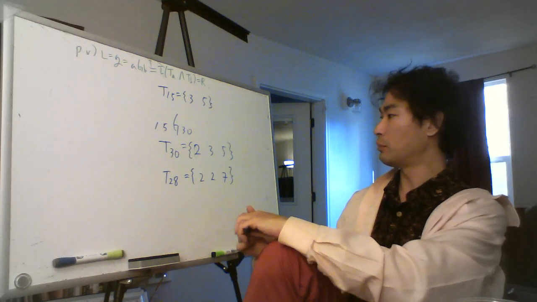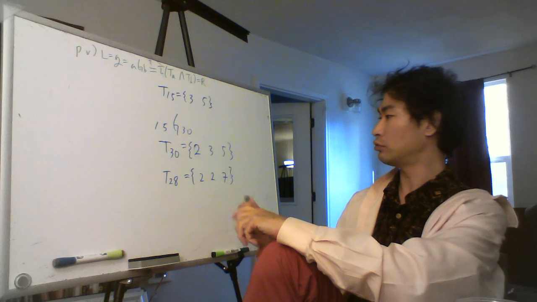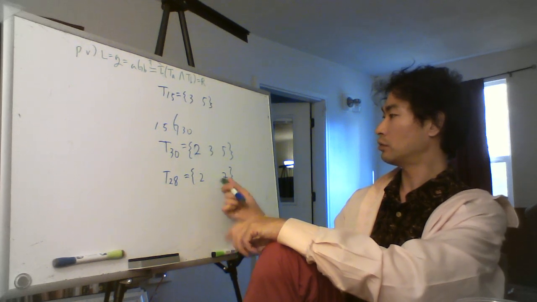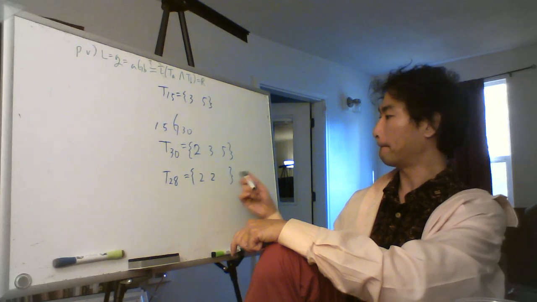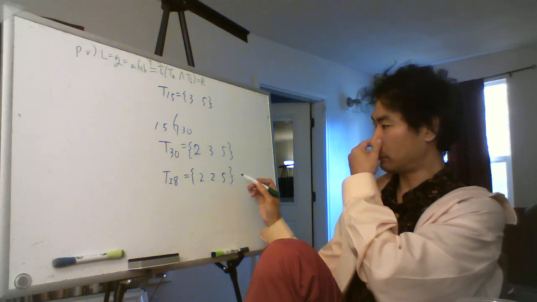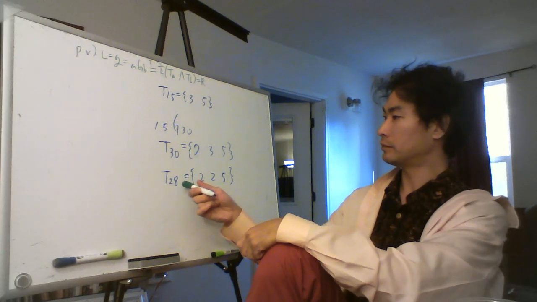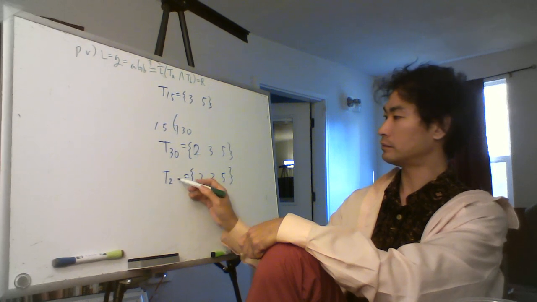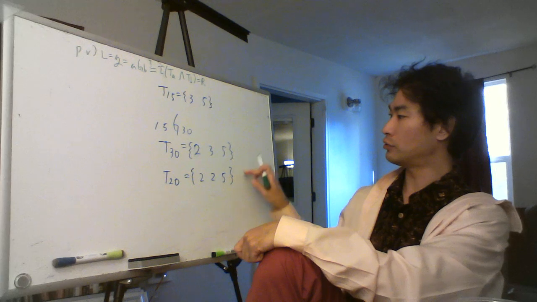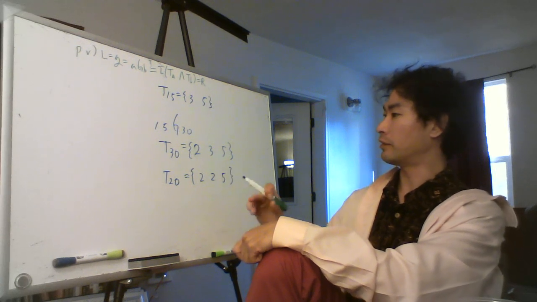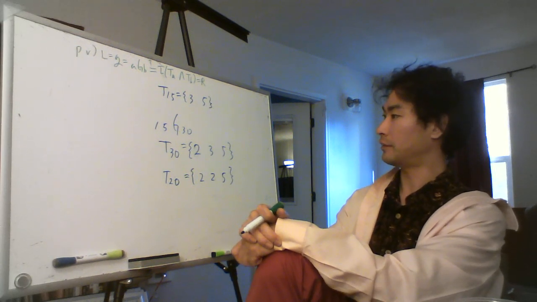Let's make it a little bit more interesting. How about 2 times 2 times 2 times 5? Intersect these two, you get 2 and 5, right? Yeah.